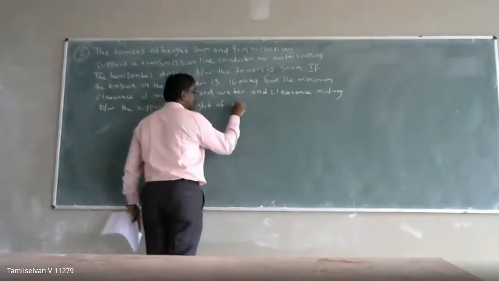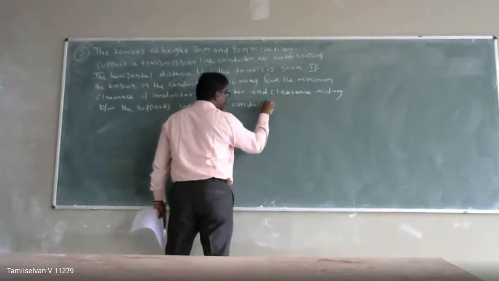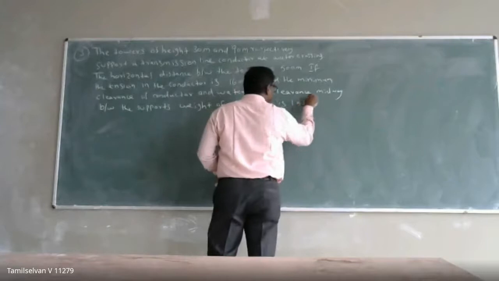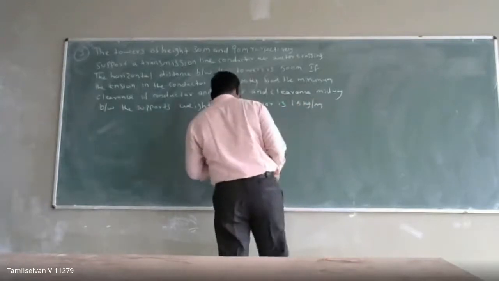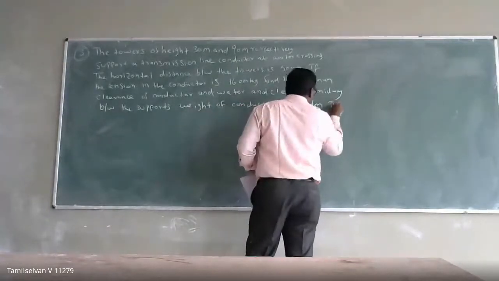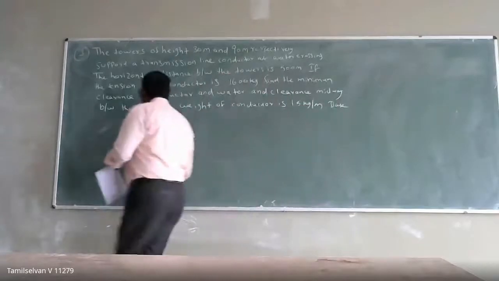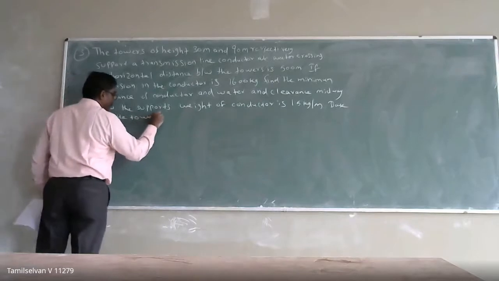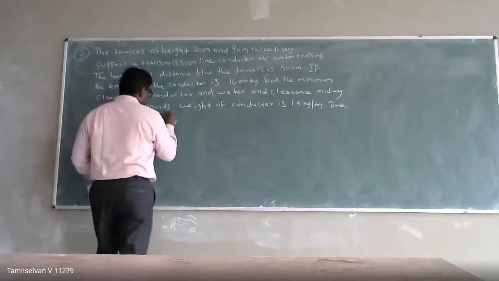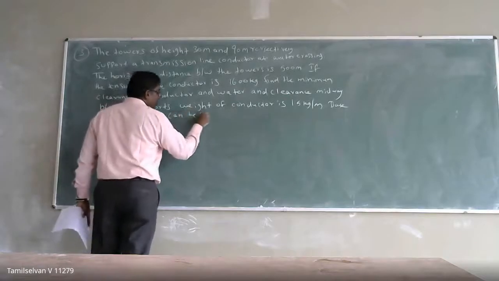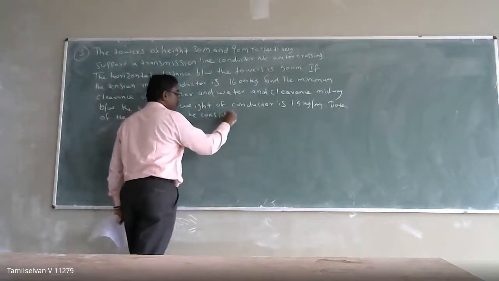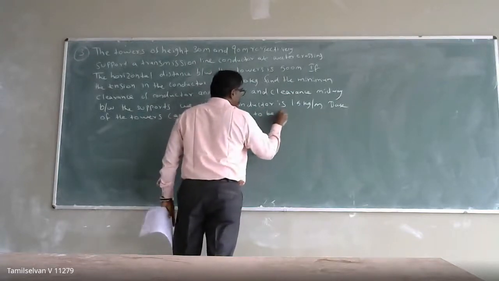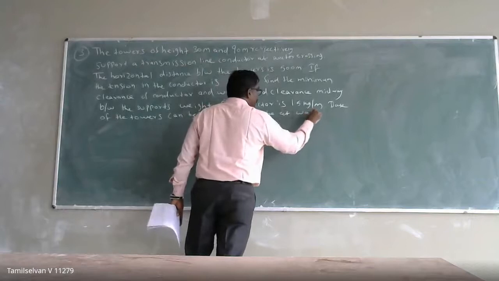Weight of conductor is 1.5 kg per meter. Base of the tower can be considered to be at water level.